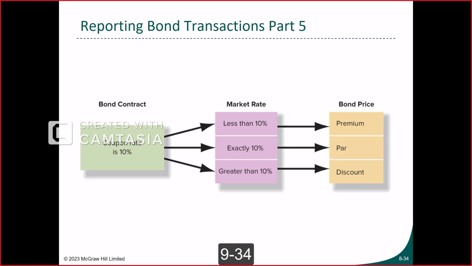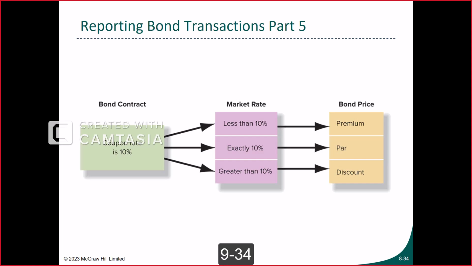And the reason for that premium is that the market is offering, let's say, 9%, while our bonds are going to pay 10%. So from the investor perspective, if they invest in the market, they're going to collect 9%. If they invest in our bonds, they're going to collect 10% of interest, every interest payment. So they have to pay a premium. They have to pay more than the maturity amount.